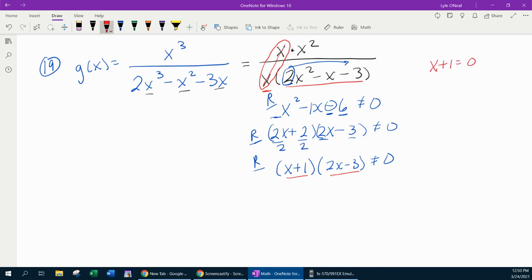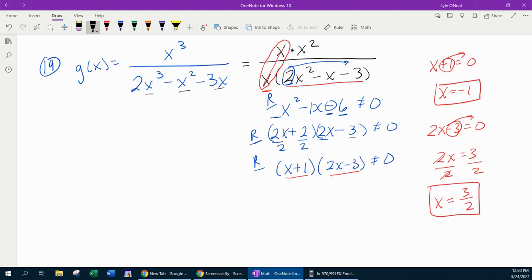So for x plus 1 equals 0, moving the 1 over gives me x equal negative 1, and that is our first vertical asymptote. For 2x minus 3 equal to 0, we're going to move the minus 3 over and divide by 2. You have to isolate the x to get your vertical asymptote. And it is important to note that the x equal is part of the asymptote. Since an asymptote is a line, then it has to be represented as an equation.